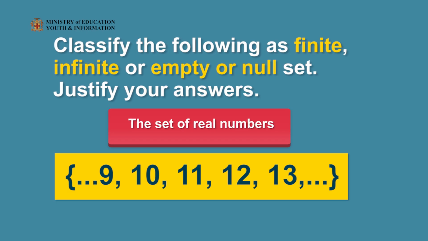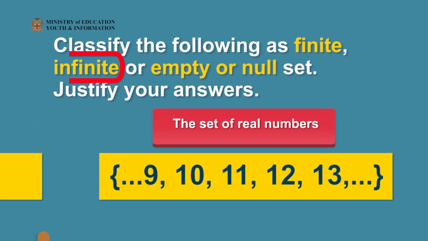You go, boys and girls. The ellipsis at the beginning means there are numbers before 9, and the ellipsis after 13 means there are numbers that can be listed. It is therefore classified as infinite set.